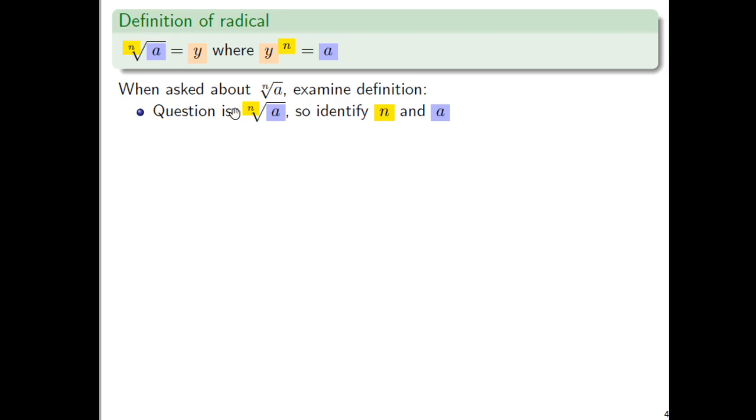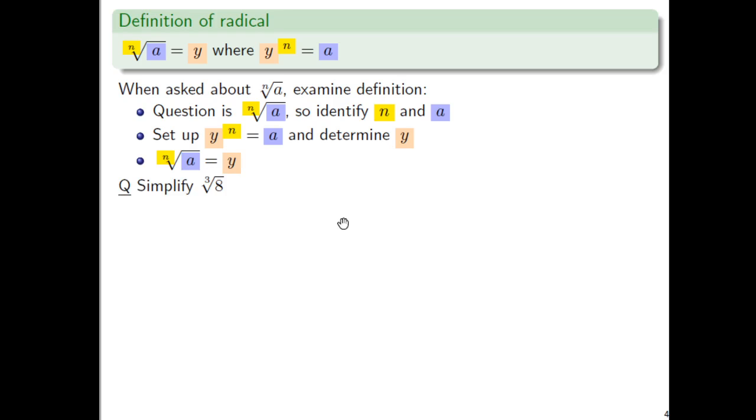So the colors here are meant to help. If the question is the nth root of a, then you should identify what n is and what a is. And then based on knowing n and a, the thing in yellow and blue, you should set up a thing that looks like this here: y to the nth is equal to a. So again, you'll know n and a because that was based on where the n and a were located in the question. And from that, you should fill in the blank. You should determine what y is. And so that will then be our answer to what the nth root of a is, and that will equal y.